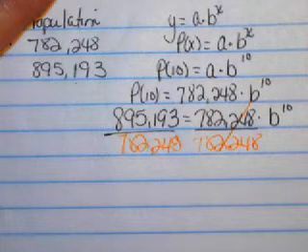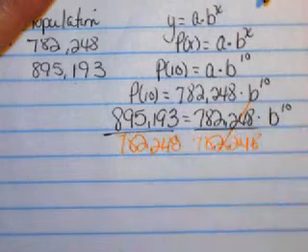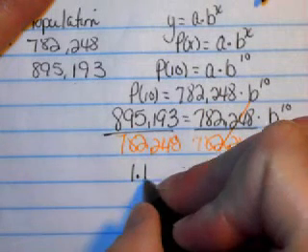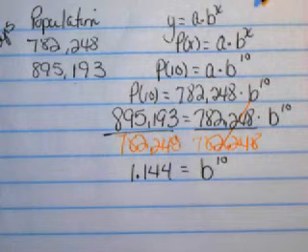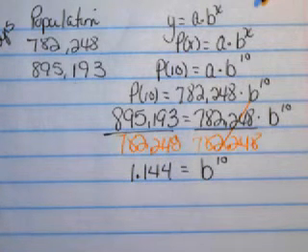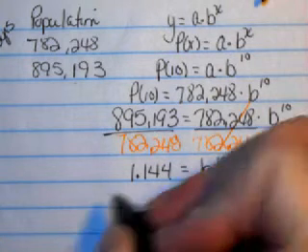895,193 divided by 782,248 gives us 1.144. So this is 1.144 equals b to the 10. Okay? Well, we need to know what b is, not b to the 10. So some of you did it one way and some of you did it the other way. So I'm going to do it both ways.